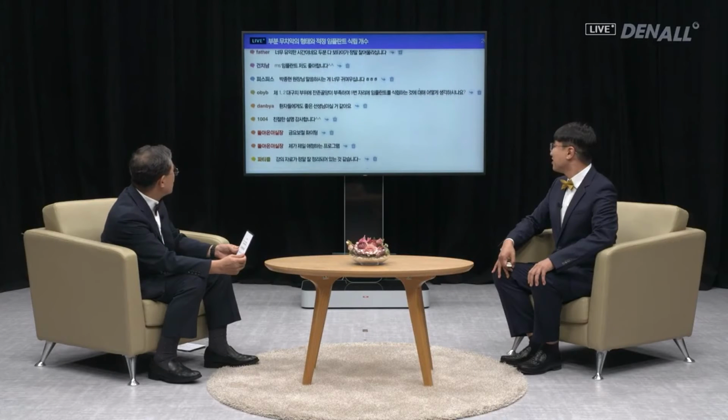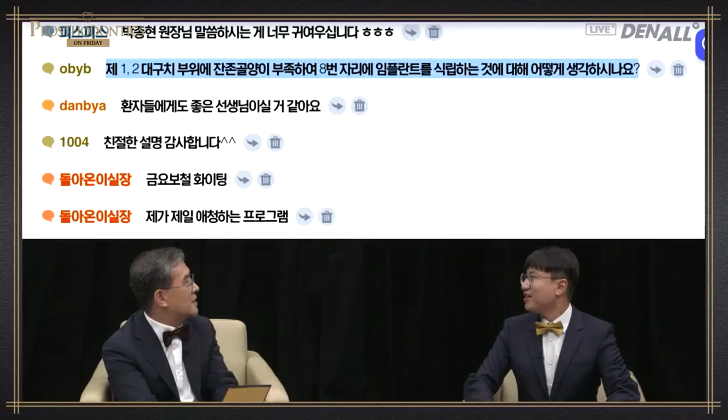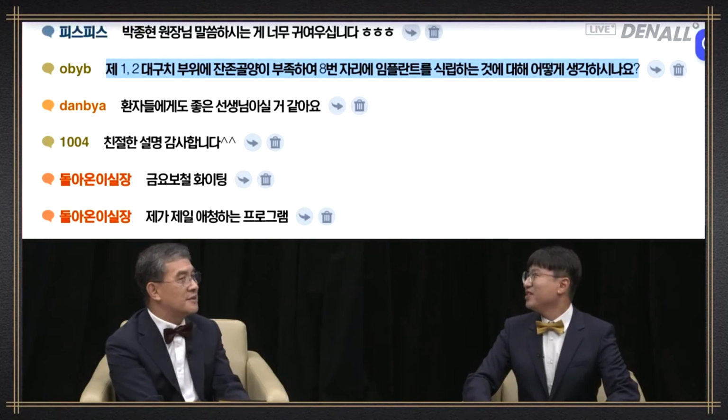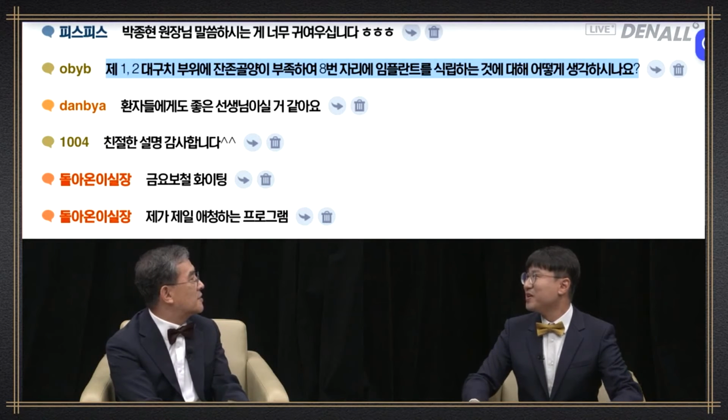In number 1 and number 2 molar, if the residual bone is lacking, what do you think about placing in number 8? This is a very difficult question. I don't have good experience with having placed implant on number 8. If there's no residual bone, I at times use number 8, but at times, even if there's teeth, you remove it, and it's ironic that we place implant there.